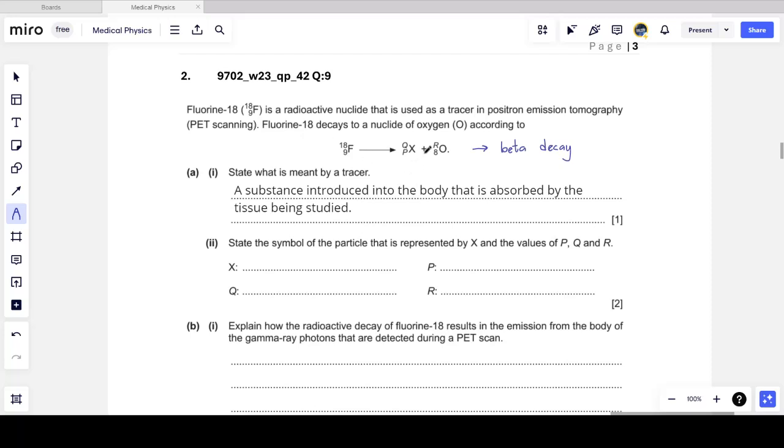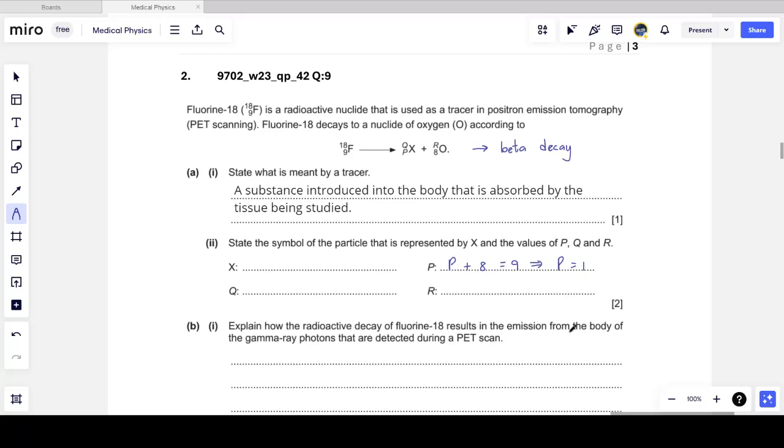So the first thing I'm going to do is actually find the value for P. Because if I balance atomic numbers, if I balance proton numbers, then I should have that on the right-hand side, P plus 8 must equal the atomic number on the left-hand side, which is 9. Which means that P is equal to 1. And so immediately I see that the nuclide X, whatever that may be, has an atomic number of 1.